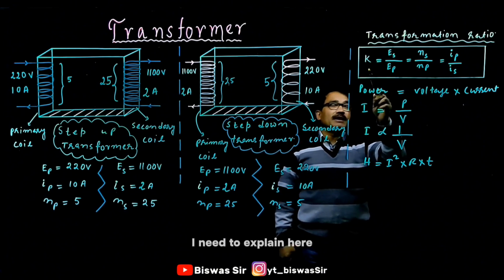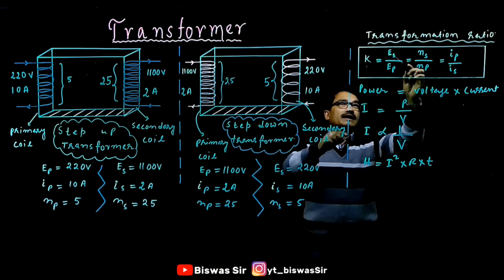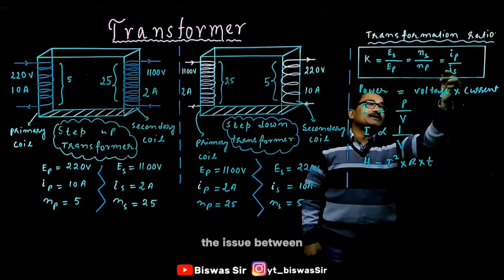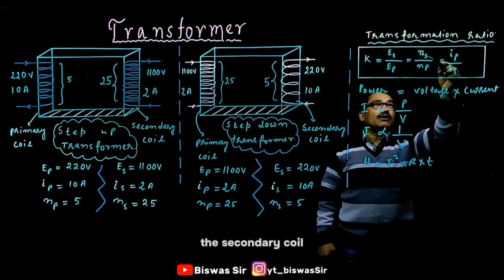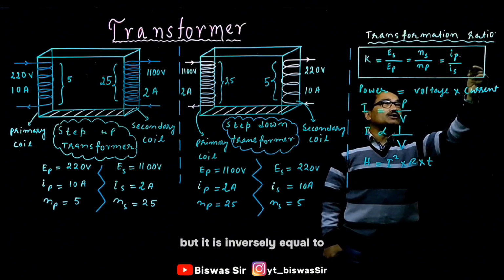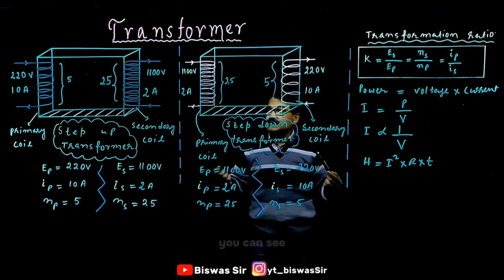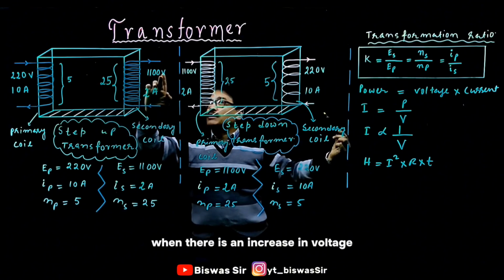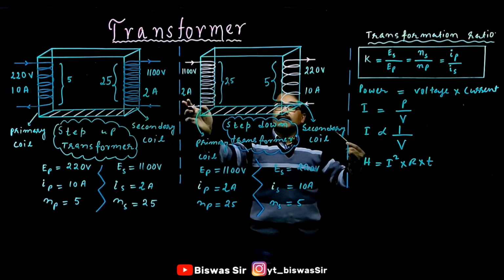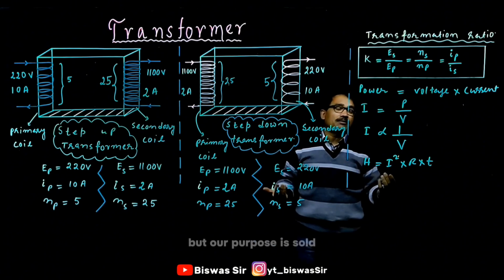And one more thing I need to explain here is that this K is called the transformation ratio, which is equal to the ratio between the output voltage and input voltage, which is also equal to the ratio between the number of turns in the secondary coil to the number of turns in the primary coil, but it is inversely equal to the ratio of the current in the primary coil to the current in the secondary coil. So basically we can say, when there is an increase in voltage, there is a decrease in current, and when there is a decrease in voltage, there is an increase in current, so that we can maintain the original configuration, and our purpose is solved.